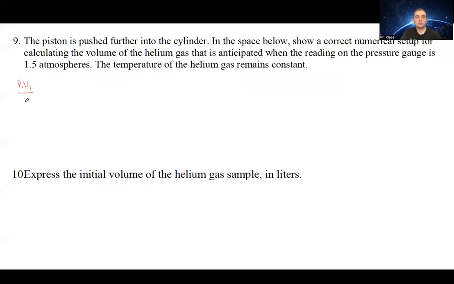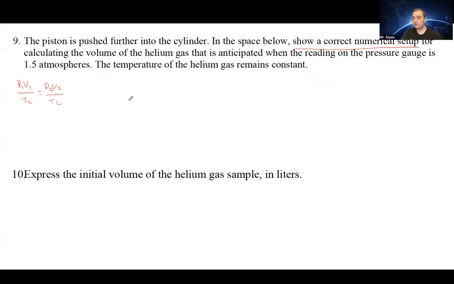So this is a Regents question. We know we're going to use the combined gas law. So P1 V1 over T1 equals P2 V2 over T2. Now this says show a correct numerical setup, so we don't have to actually follow through with the math and solve algebraically for the new volume. We just have to set it up.